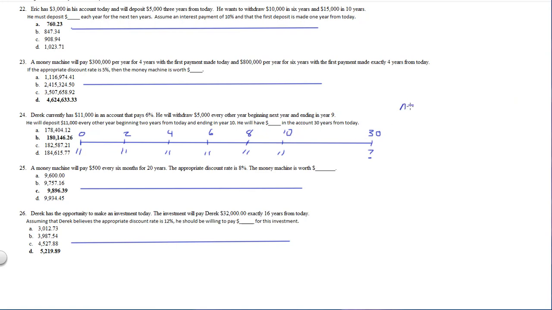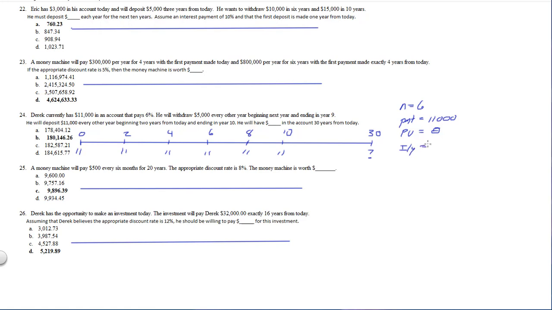So N is equal to 1, 2, 3, 4, 5, 6. 6, the payments will equal to 11,000. The present value is 0. By the way, I could say the payments are 5 and the present value is 11,000. Either way, it's going to work out. Here's kind of a trick to the problem.